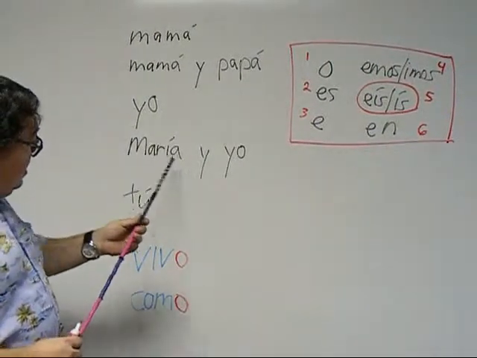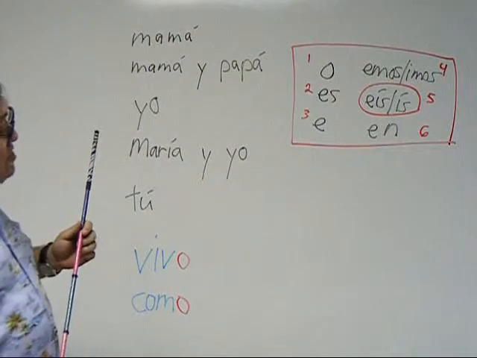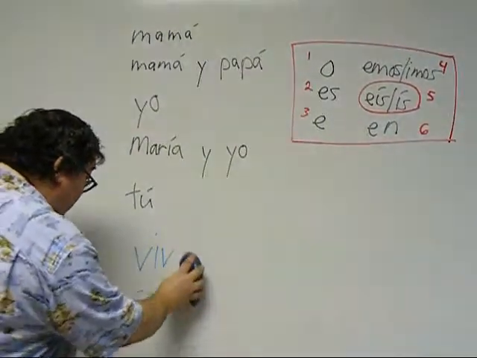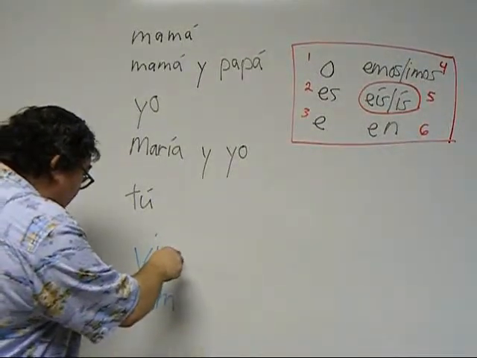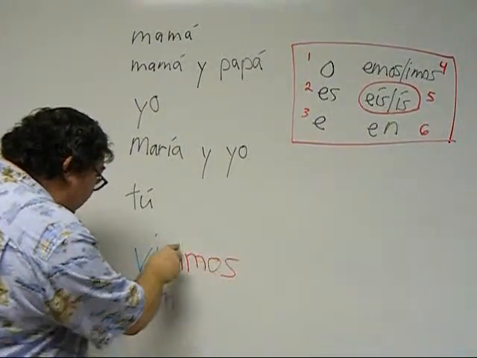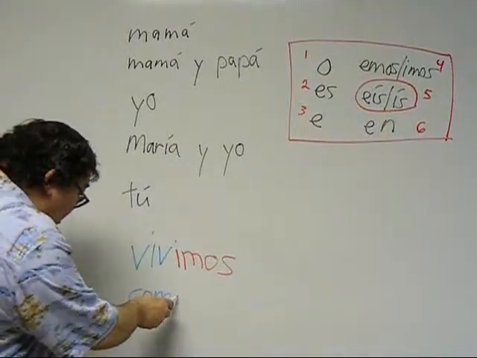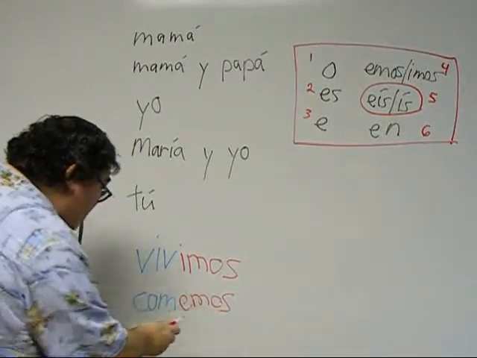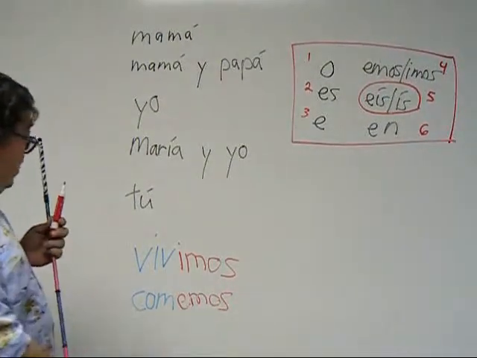Now let's go down to Maria and I. Maria and I. Okay, that'd be a we. Okay, what's my we ending? Okay, now I've got two choices there. ER verbs have EMOS in the we form, and IR verbs have IMOS. Vivir was the IR verb, so it's going to have IMOS for the we form. Nosotros vivimos in Sherwood. We live in Sherwood. And this ER verb, the we form is EMOS. Nosotros comemos tacos. Or Maria y yo comemos tacos. We eat tacos.